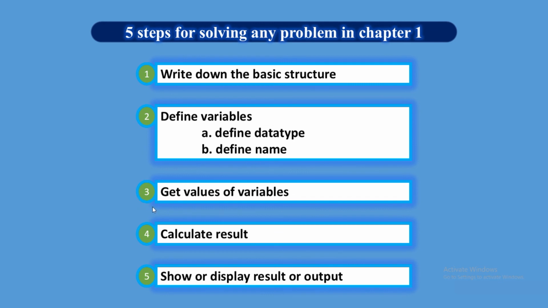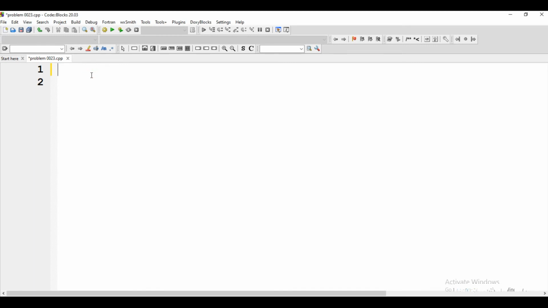In the third step, get values of variables from the user or from the keyboard. In the fourth step, calculate the result. And in the fifth step, show the result or output on the screen. We solve any problem in a C program. We want to calculate the addition of two numbers.